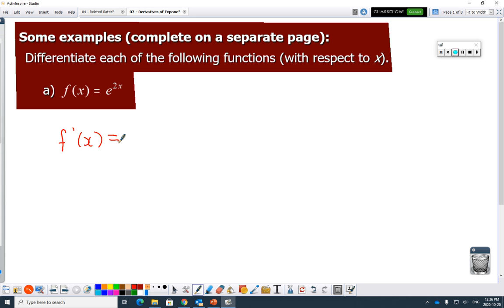let's just rewind for a second. All I've really said so far is the derivative of e to the x is e to the x. I'm having an awful time with my maths today. So the derivative of e to the 2x is e to the 2x.